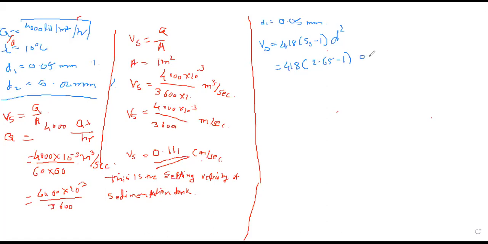What is the d? For which particle are we finding? We are finding the settling velocity of the particle whose diameter is 0.05 mm. Okay, so it's 0.05 mm. Now find out the settling velocity here. In which form will it come? It will be mm per second. Okay, then calculate and tell me.